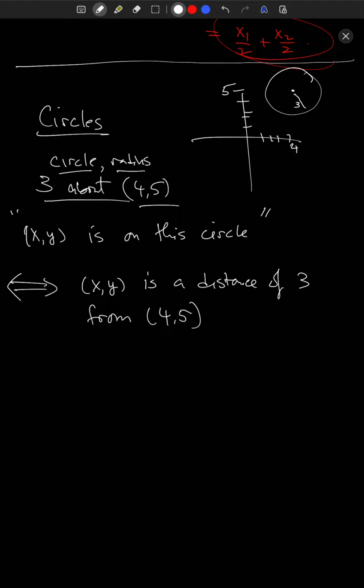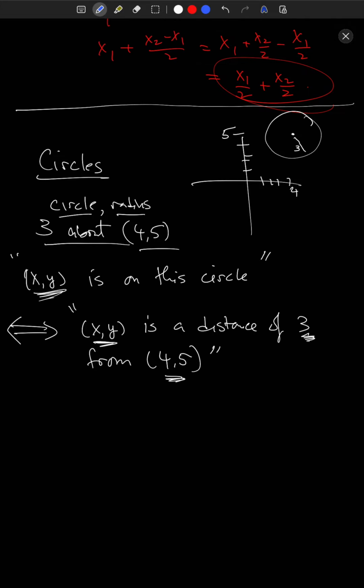All right, so this is actually the key point. To be on the circle means you're the distance of r, whatever the radius is, 3, from the center. So in terms of our picture, every point that's on this circle here, its distance to our center is 3. Every point that's not on the circle, its distance to the center is either bigger than 3 or less than 3, but not equal to 3.